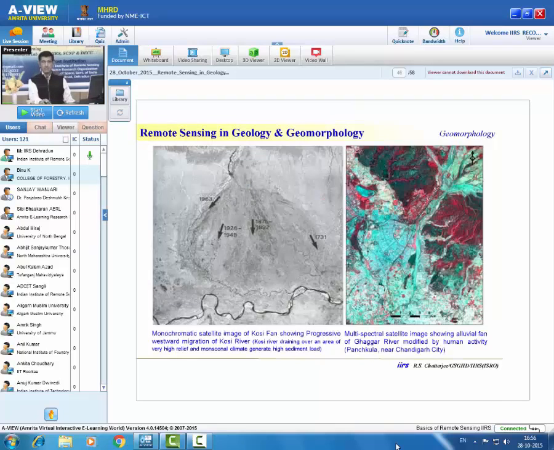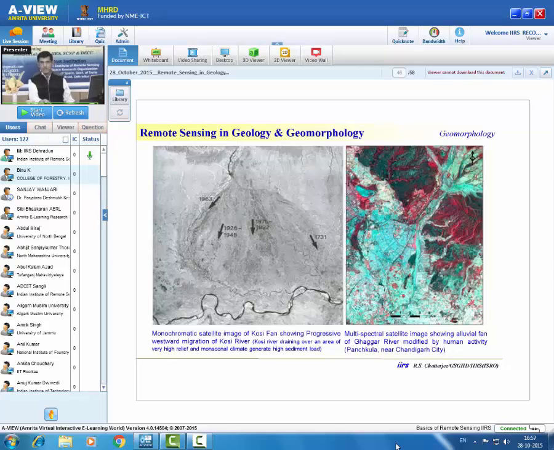And this is one slide I want to show you. This is very interesting. This is a Kosi fan you can see in a panchromatic image, whereas this is your Ghaggar river. This fan is basically the Panchkula area. So in multiple satellite images, this is the alluvial fan of the Ghaggar river. This is the Panchkula area.